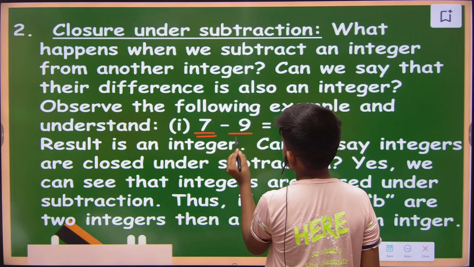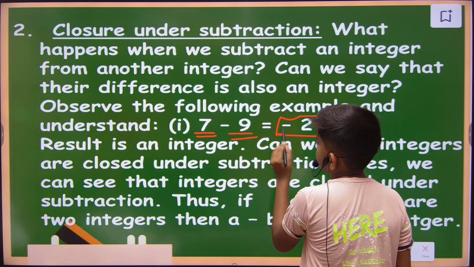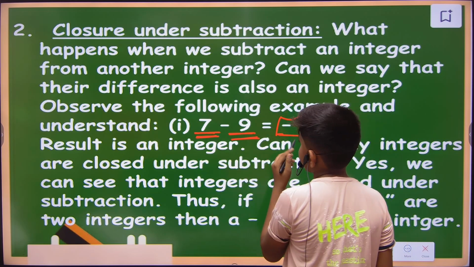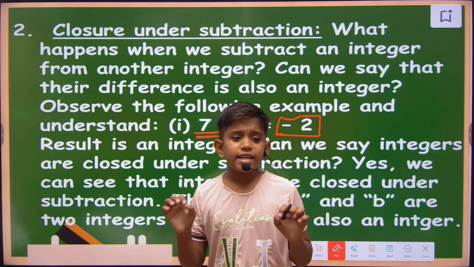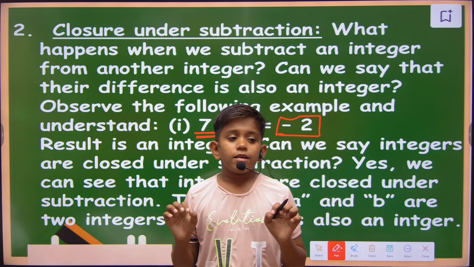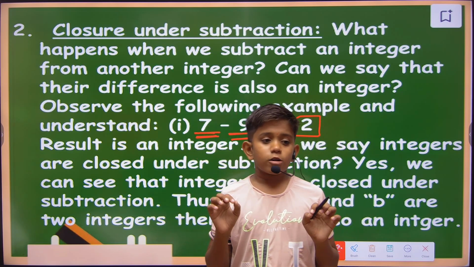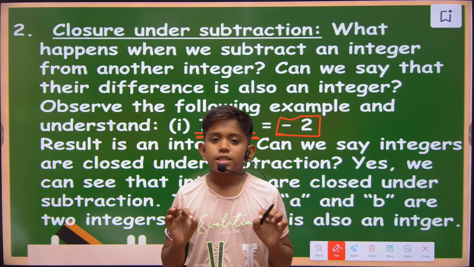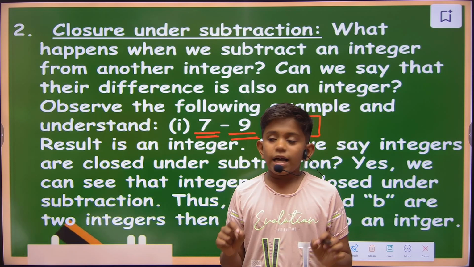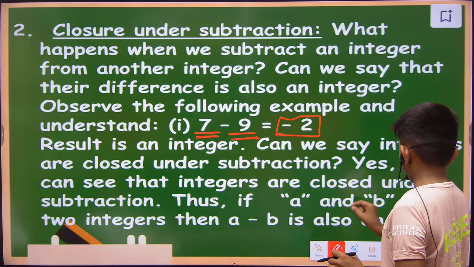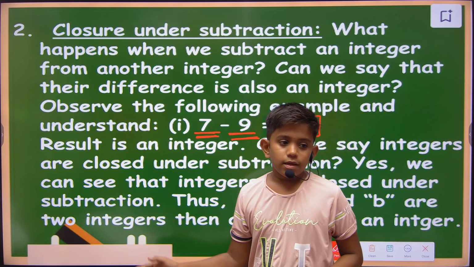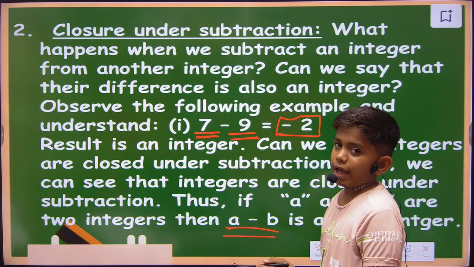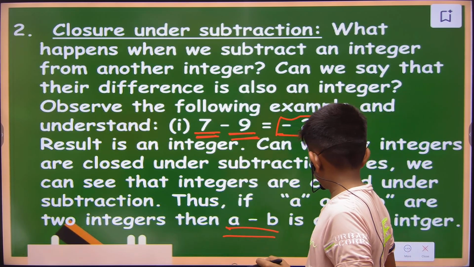7 minus 9 is equal to minus 2. Means when we are subtracting 9 from 7, we are getting minus 2. The result is an integer. Can we say that integers are closed under subtraction? Yes. We can say that integers are closed under subtraction. Thus, if a and b are two integers, then a minus b is also an integer.